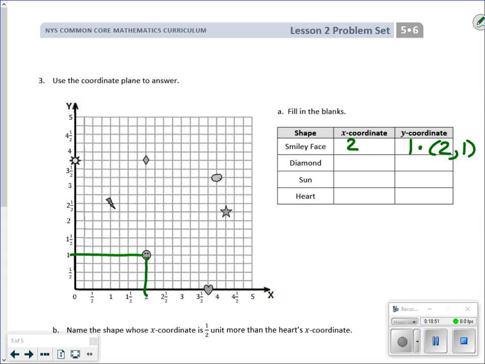Because we did the mystery pictures last week. You guys should be able to kind of skip ahead and not really have to do the X coordinate, Y coordinate, because we kind of did like a pre-lesson last week.